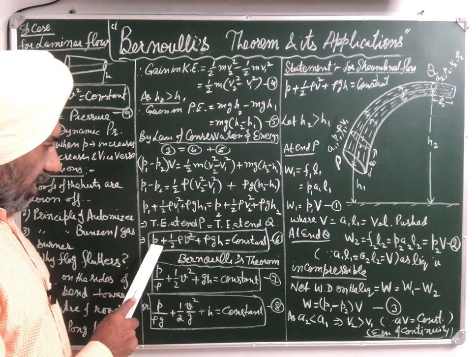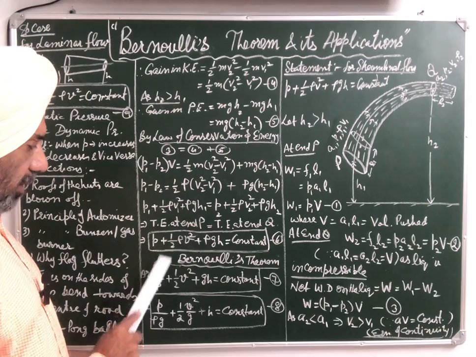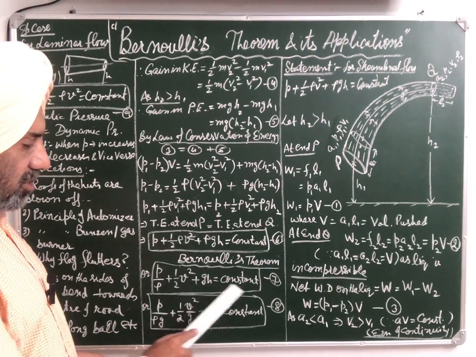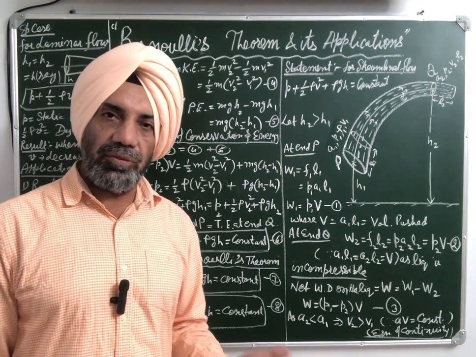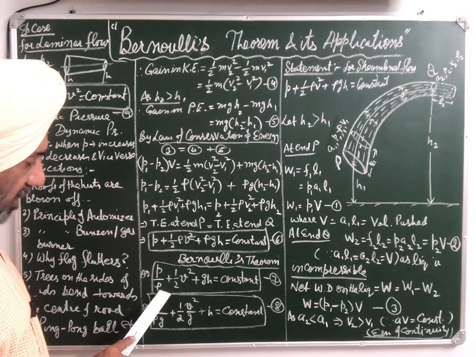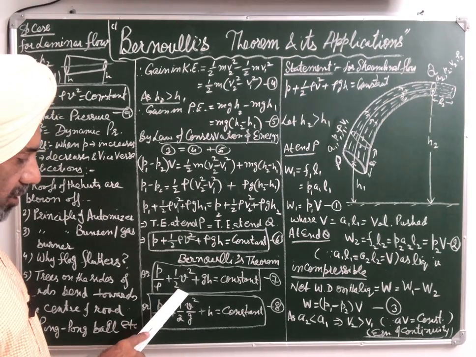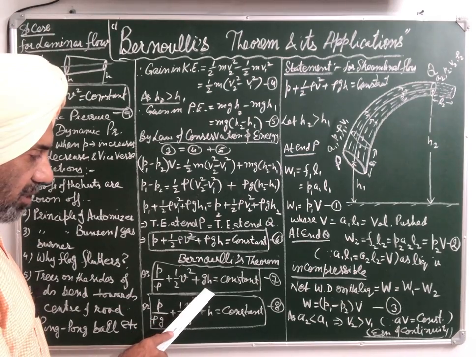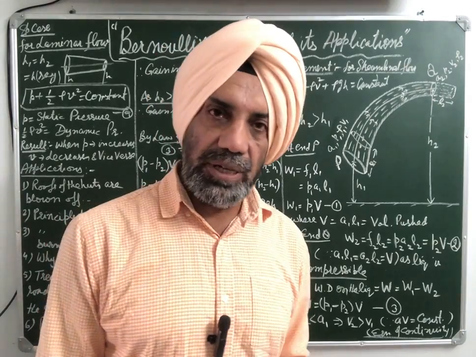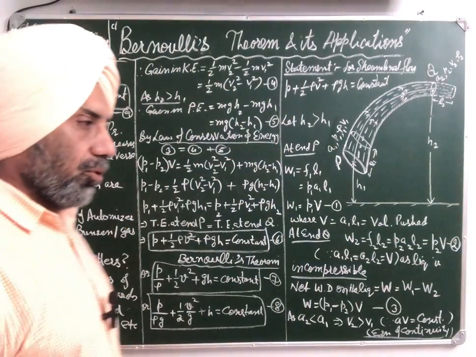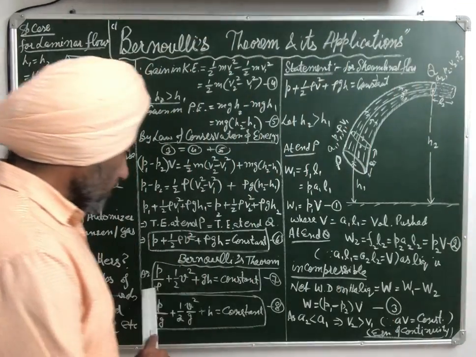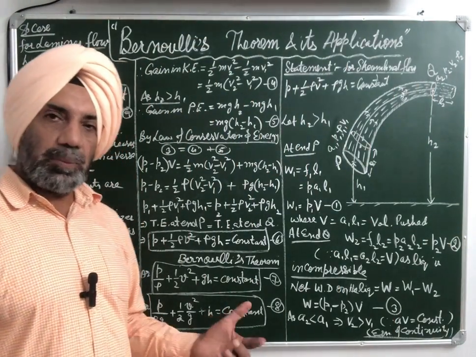Another form: if we divide this equation by rho, we get P upon rho plus half v squared plus g h is equal to constant. The density of the liquid is constant. So it means the sum of pressure energy per unit mass, kinetic energy per unit mass, and gravitational potential energy per unit mass is always constant for an ideal fluid, and for the flow is slow and steady, that is streamlined. So this is another statement in terms of energy per unit mass.